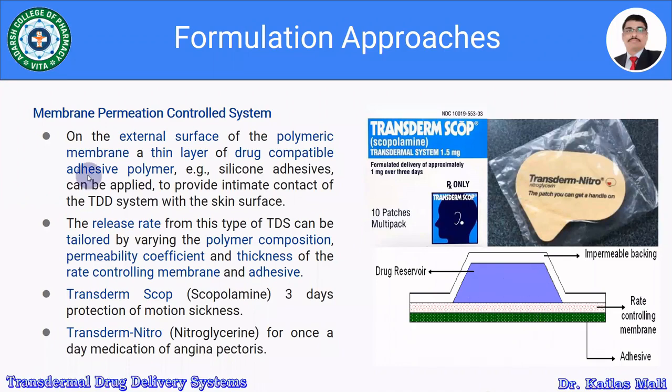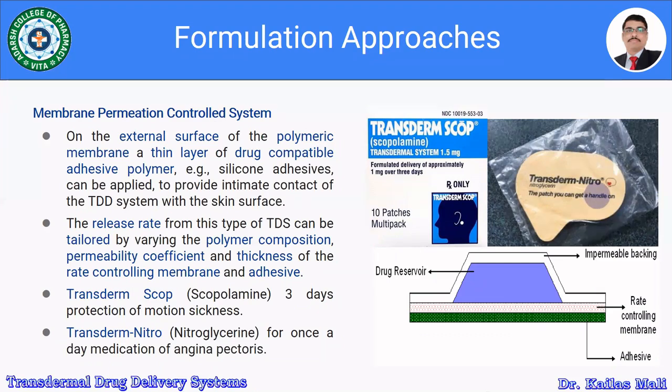The example of the membrane permeation controlled system is Transderm Scop, and the second example is Transderm Nitro. So these are the two examples. In the case of Transderm Scop, it is scopolamine, a 3-day protection for motion sickness. While Transderm Nitro contains nitroglycerin for once-a-day medication of angina pectoris. So this is about the membrane permeation control system.